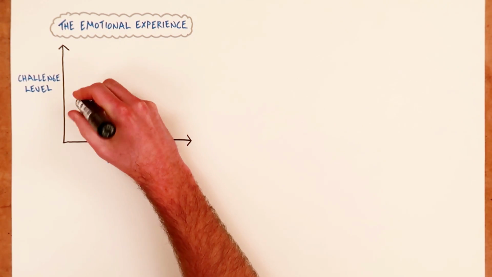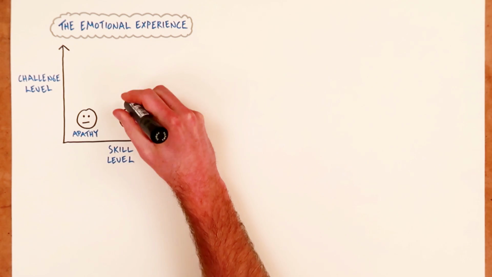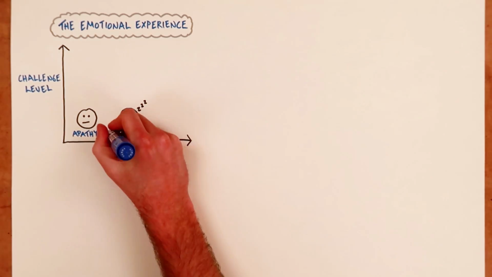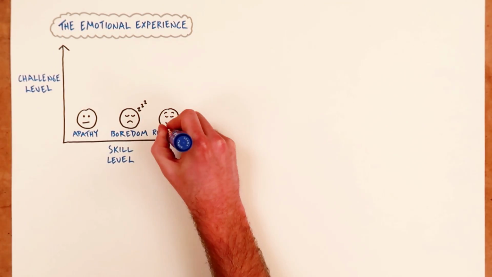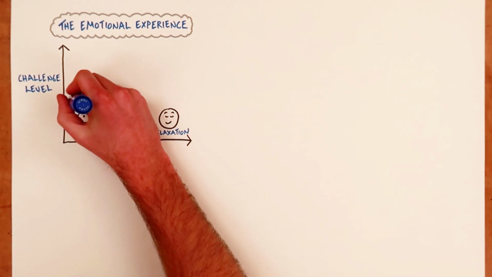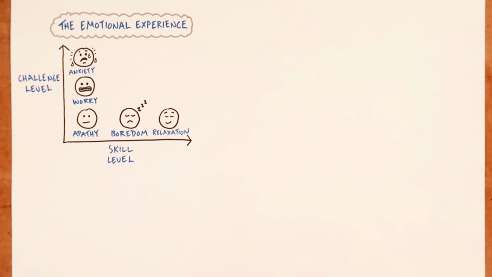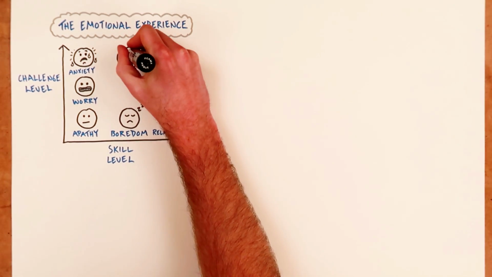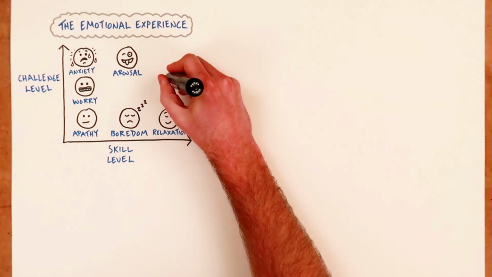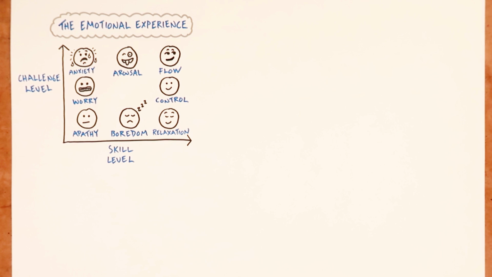Taking on a low-level challenge with a low skill level results in apathy. If you keep the challenge low but increase your skill, you'll move on to boredom and then relaxation. If you bump up the challenge level but keep your skills low, first you'll enter a state of worry and then you might suffer from anxiety. But as you begin to match that higher level of challenge with a higher set of skills, you can experience arousal, control, and ultimately flow when the task is challenging but you have just enough skills to meet that challenge.